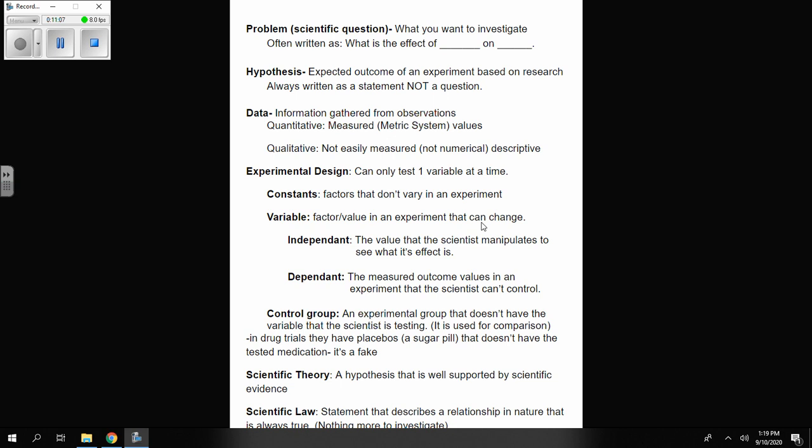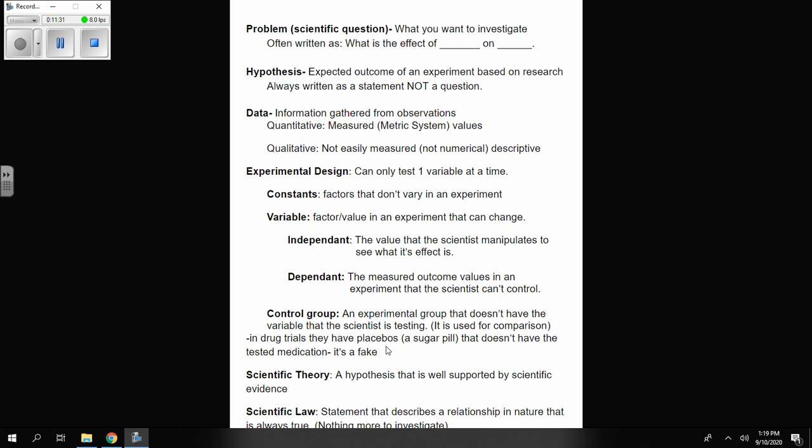The control group, I'm going to skip down here because I'm giving you this example, an experimental group that doesn't have the variable. So was that pot A or pot B? Well, it was pot A. It did not have fertilizer. Why do we even do that one? Why do we even set it up? Because it's used for a comparison. It is the control group.